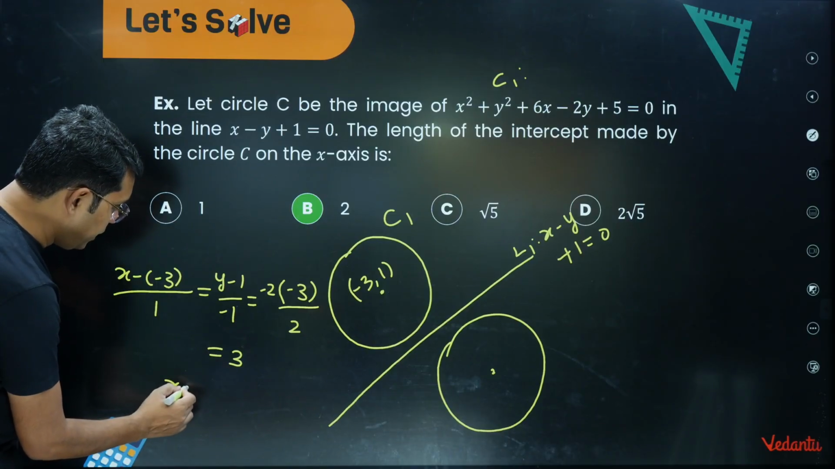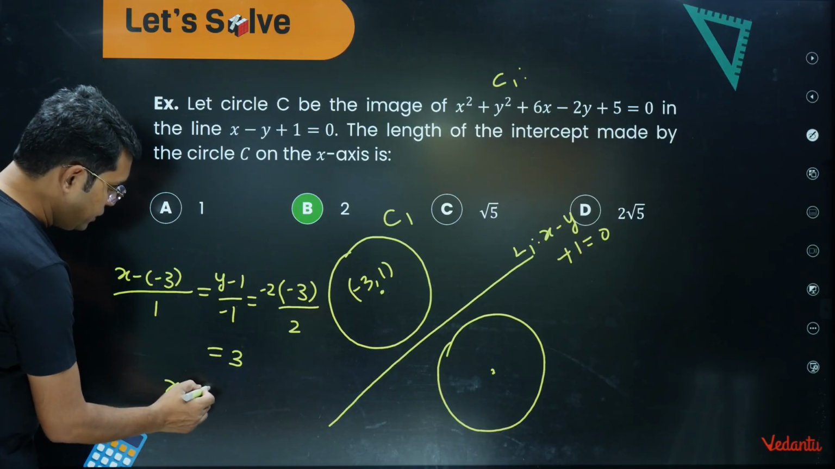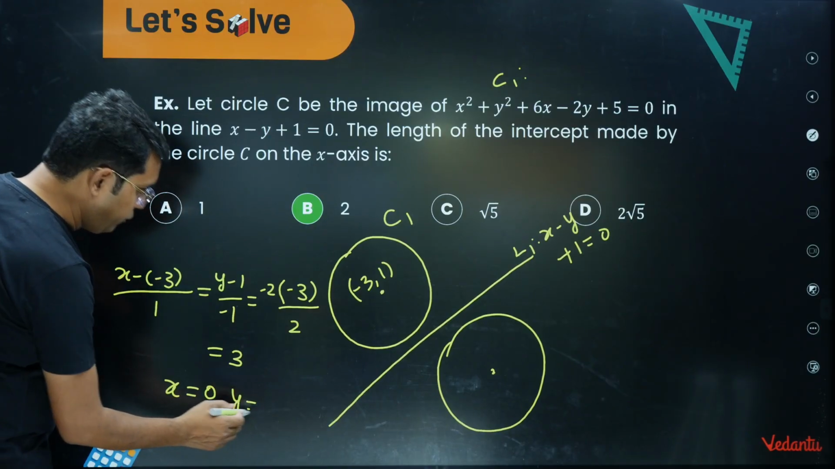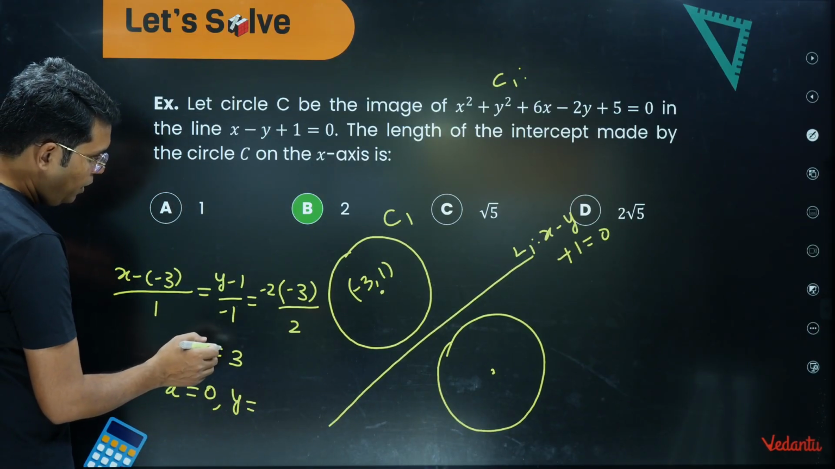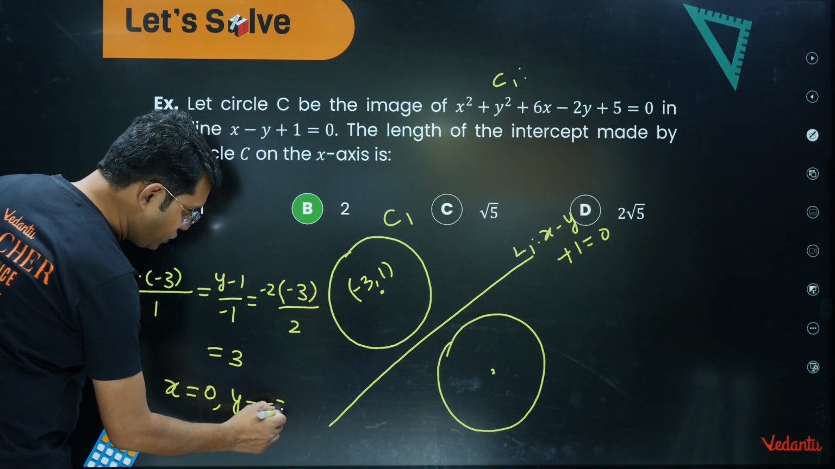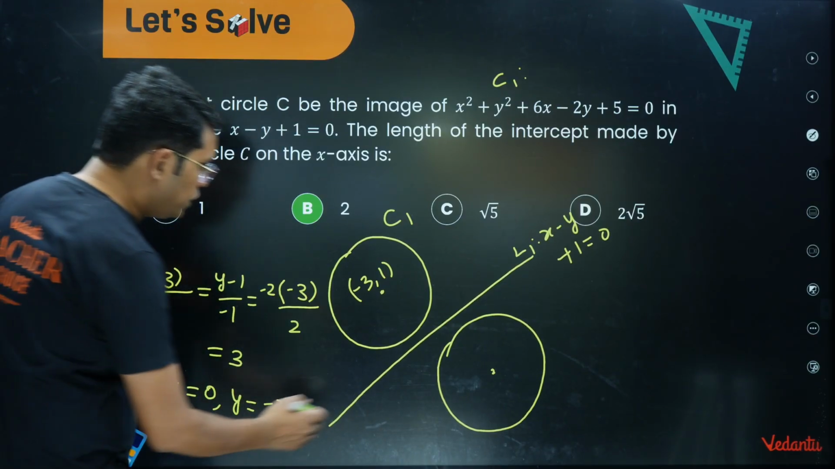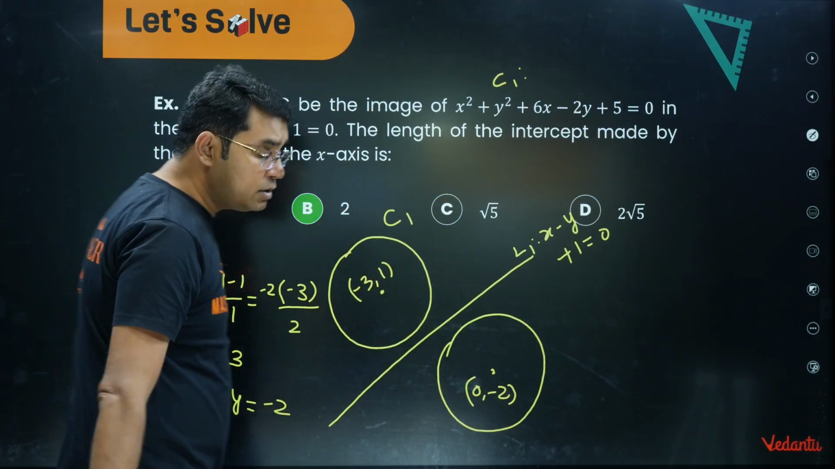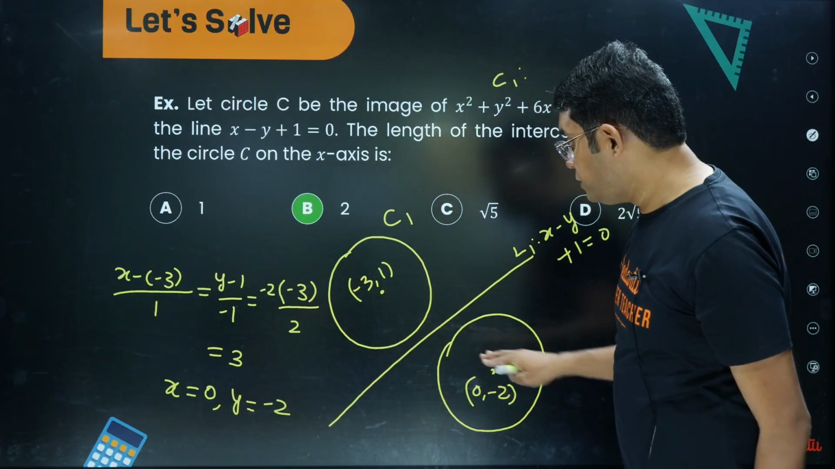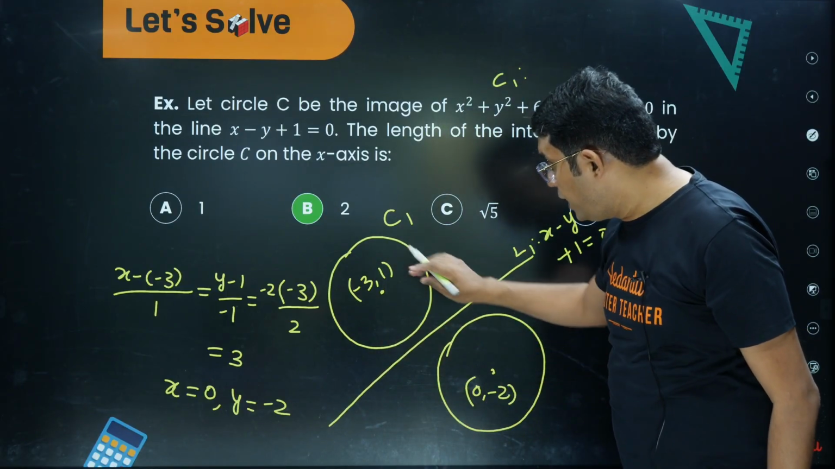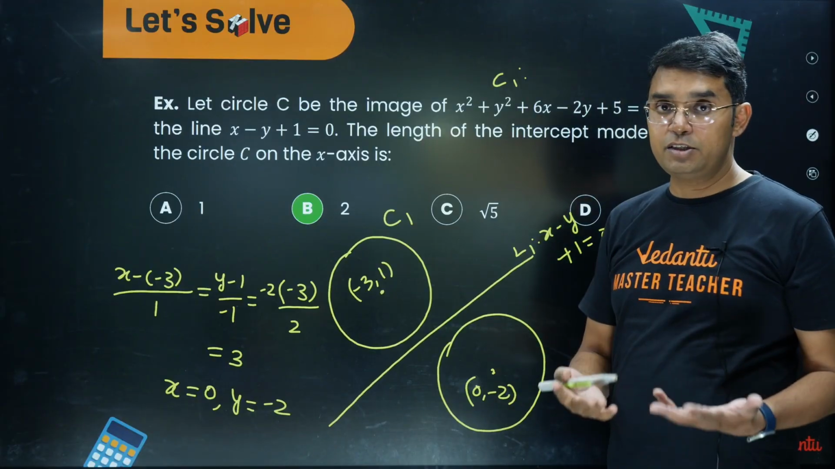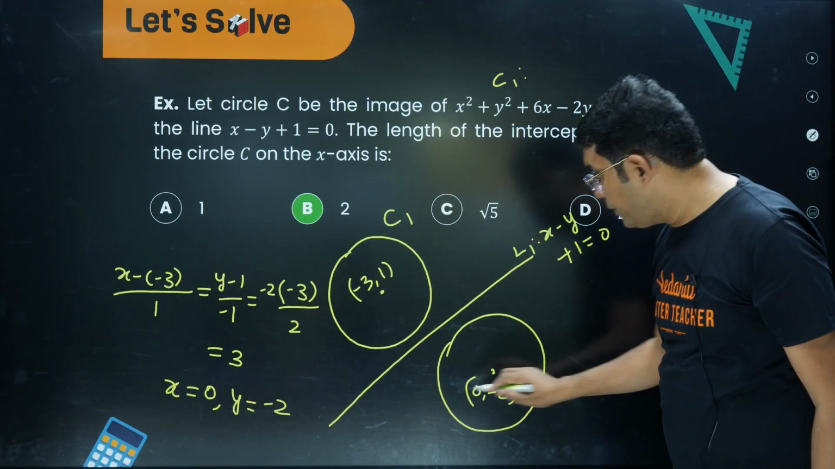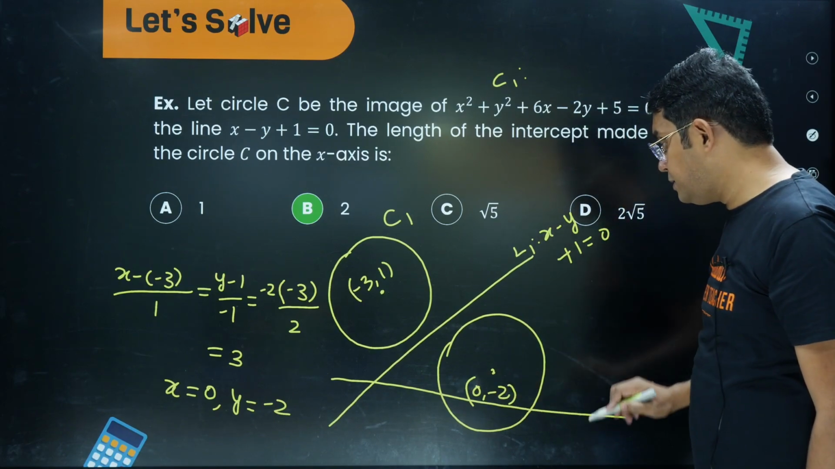So the x coordinate of the image will be 0, and the y coordinate of the image will become -3 plus 1, so -2. So this point will be (0, -2). And because the radius will not change when you are taking the image, the radius of this circle and the radius of this circle will be the same. So we have found this circle, and this is, let's say, the x-axis.